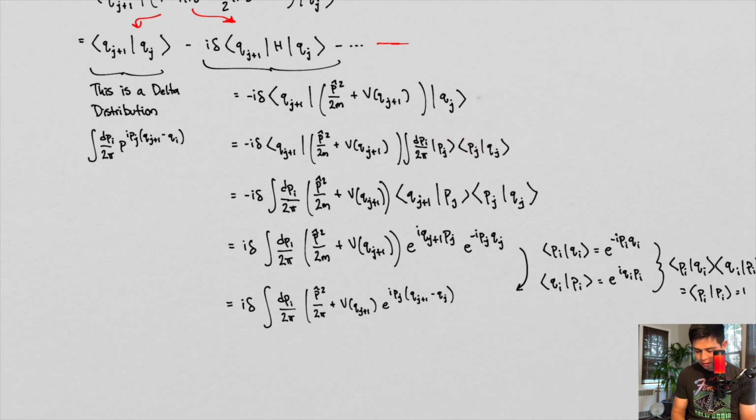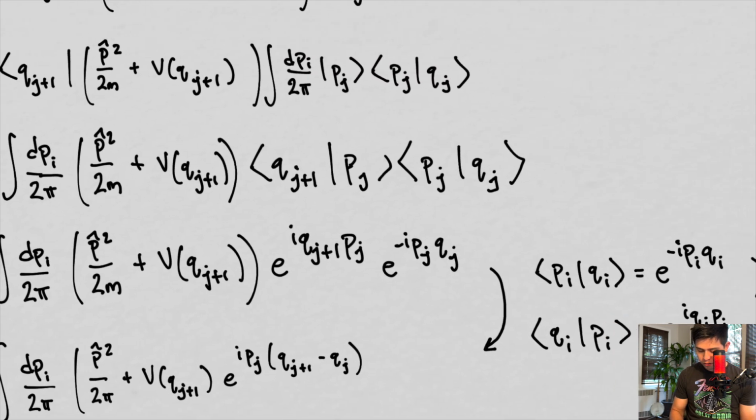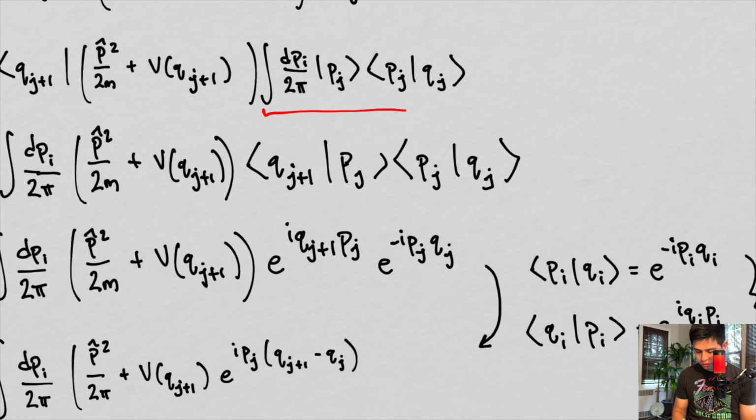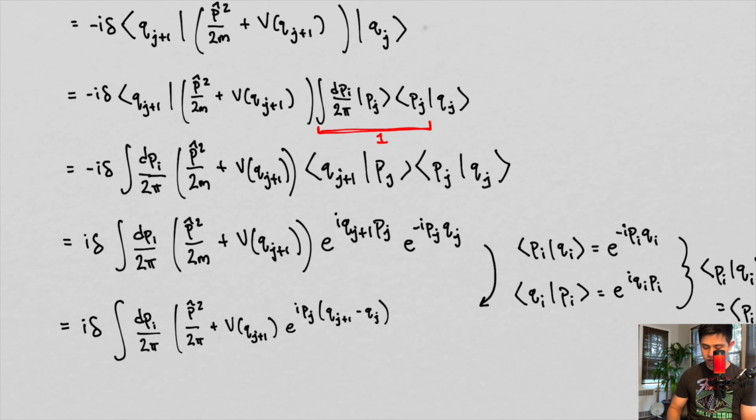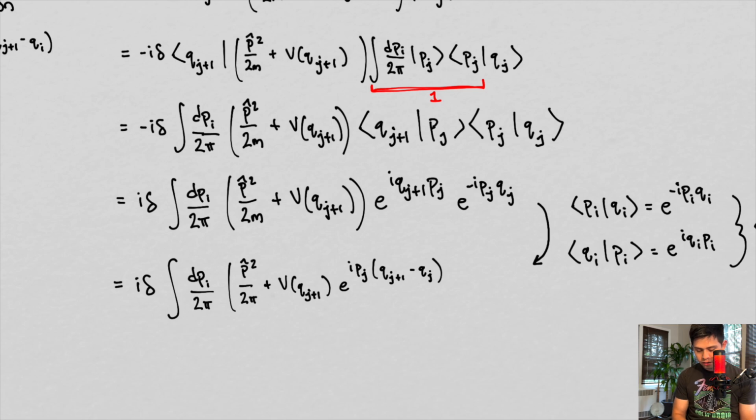This here, I can zoom in a little bit. This here is just 1. This is our completeness relationship. If you remember from a while back, we talked about our completeness relationship. And then we go from this to this, right? So we take this, we bring it over here, and now we have this.